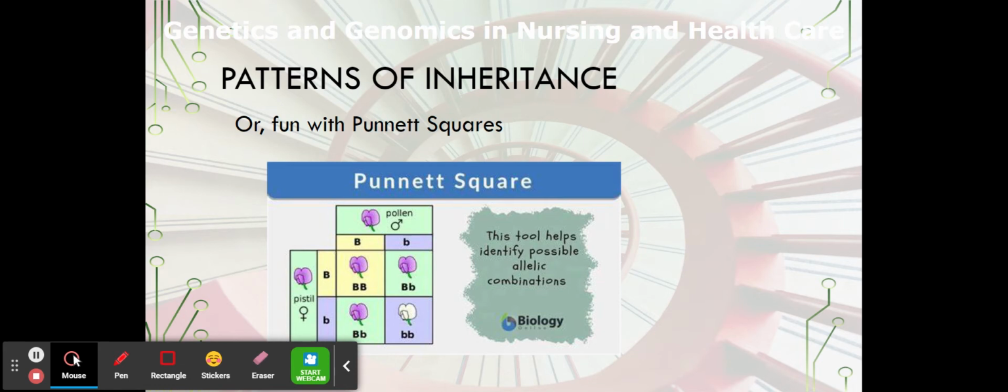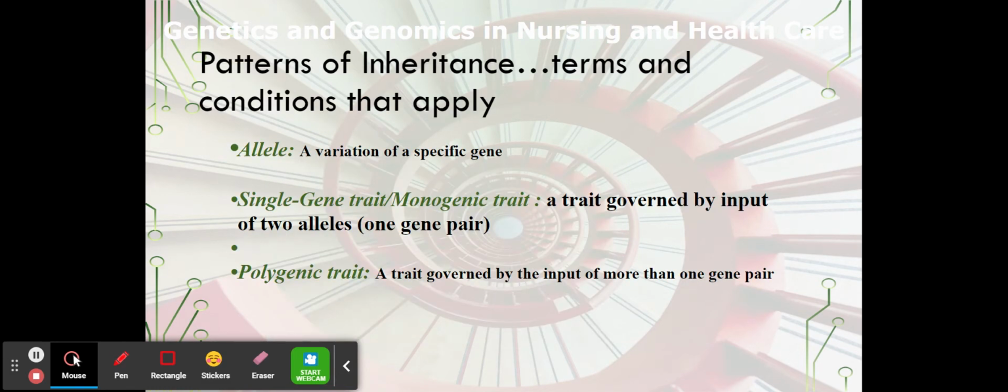As you get into polygenic traits, you need more boxes. It gets a little more complicated. We're not going to do any of those, but do pay attention to that. Some terms and conditions as they apply to patterns of inheritance.